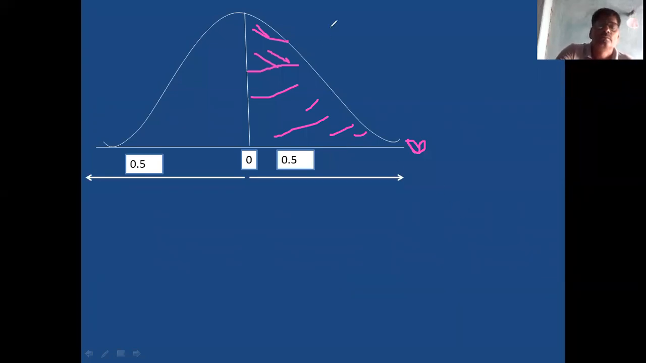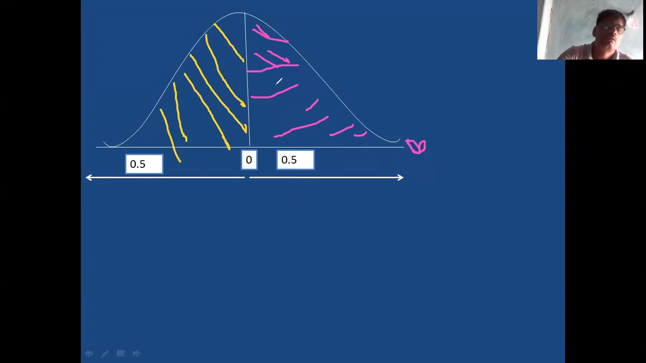Then the next is the right hand side, left hand side, this area is also 0.5. 0 to minus infinity. This is minus infinity. 0 to minus infinity is 0.5, 0 to plus infinity is 0.5. You remember this.